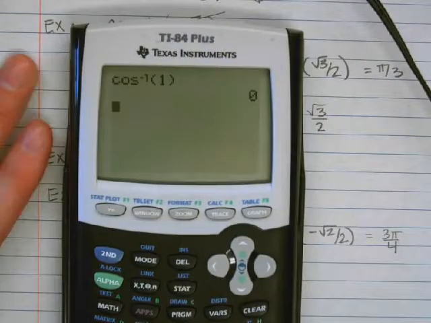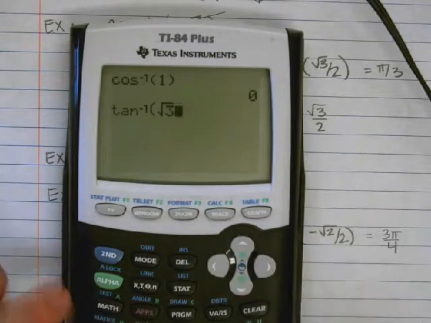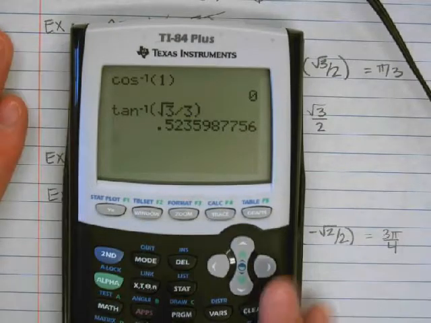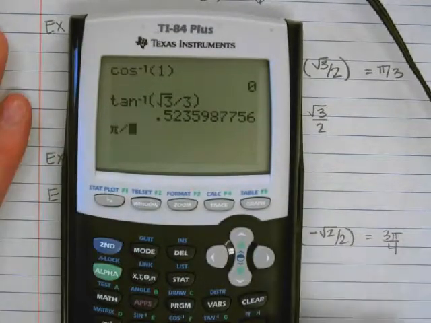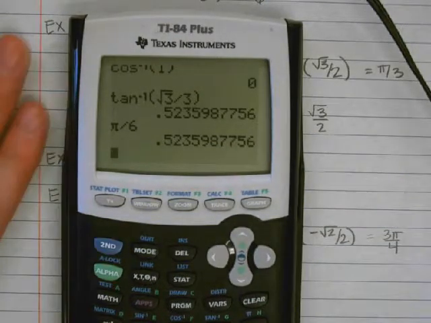Arc tan is just tan inverse. So I have tan inverse of square root 3 divided by 3, and that equals that decimal. And so I'm going to compare that with pi divided by 6. And the decimals are the same, so I know I got it right.